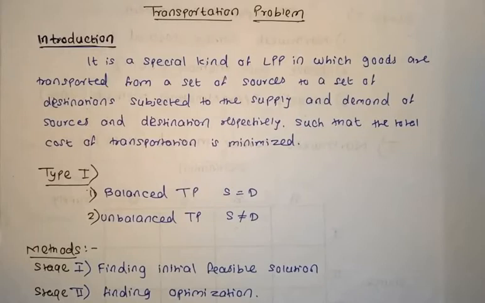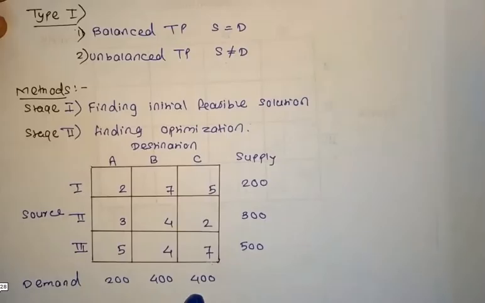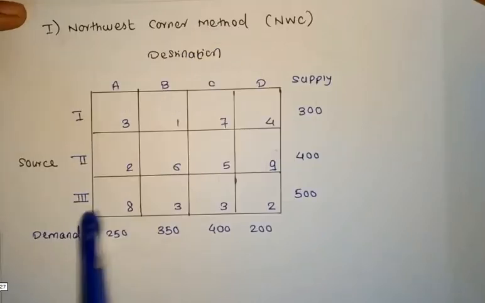In stage 2, we have to find the optimum solution. A feasible solution is said to be optimal if it minimizes the total transportation cost. Here we will work out a sample problem for finding an initial basic feasible solution. In phase 1, we have to find the initial basic feasible solution.